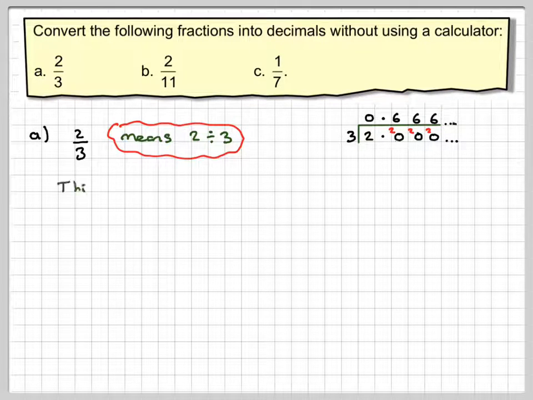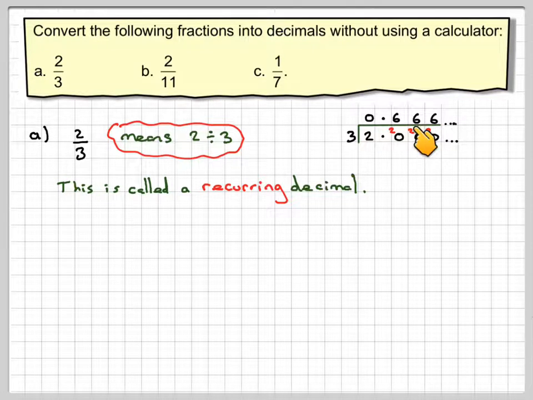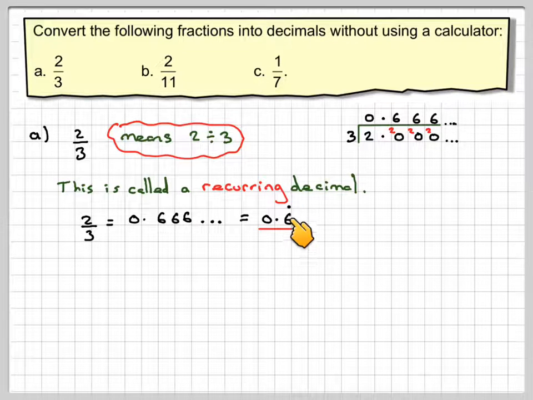So 2/3 is called a recurring decimal because the number keeps recurring, and 2/3 is going to be equal to 0.666. The 3 dots means it's carried on. Now we write that as 0.6 with a dot on it. But a calculator will just give us a value for 0.6, as many 6s as it can get into its display. So, part B, 2/11, same idea.